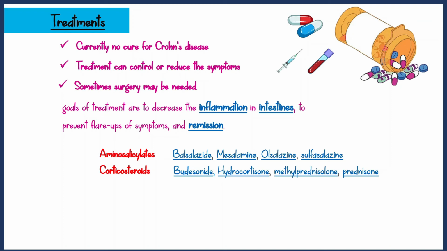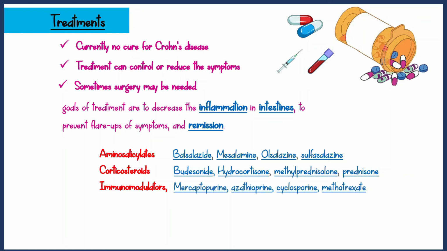Immunomodulators reduce immune system activity, resulting in less inflammation in the digestive tract. Immunomodulators can take several weeks to 3 months to start working. Immunomodulators include mercaptopurine, azathioprine, cyclosporine, methotrexate. Biologic therapies target proteins made by the immune system. Neutralizing these proteins decreases inflammation in the intestines. Biologic therapies are used for remission, especially if patients do not respond to other medicines. Biologic therapies include anti-tumor necrosis factor alpha therapies, such as adalimumab, certolizumab, and infliximab.